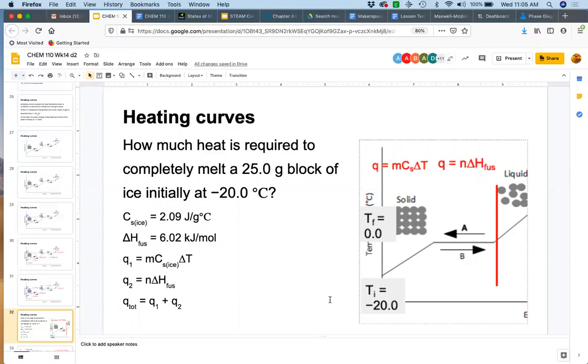So I'm going to take a moment and give you the opportunity to write out this example in your notes. Notice our initial temperature is negative 20 degrees, our final temperature is 0 degrees. Remember, for this we don't have to convert to Kelvin because our specific heat is in joules per gram degree Celsius. So for right now, we'll just leave these temperatures as they are.